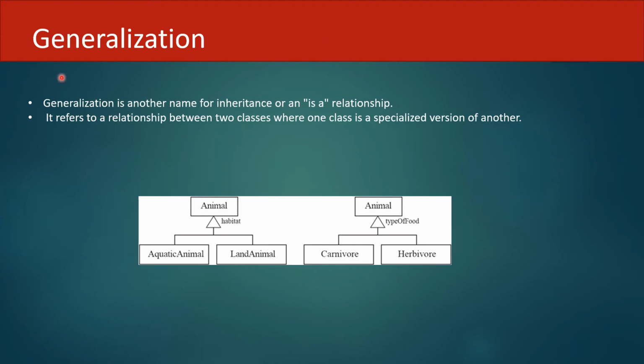Now the concept of generalization. Generalization is another name for inheritance or an is-a relationship. It refers to the relationship between two classes where one class is a specialized version of another. It is represented by a triangle symbol with a discriminator nearby. You can label it.